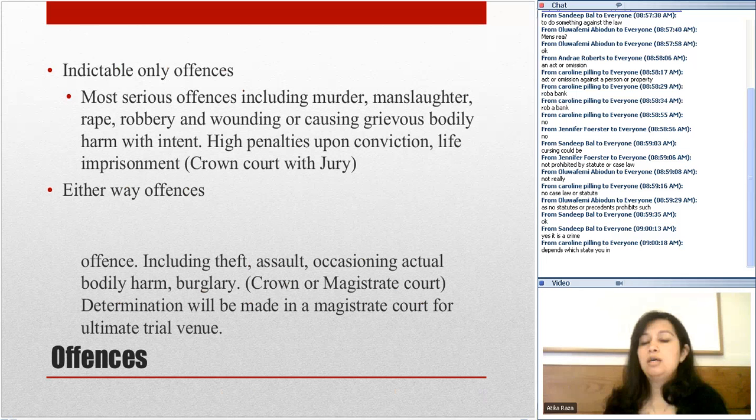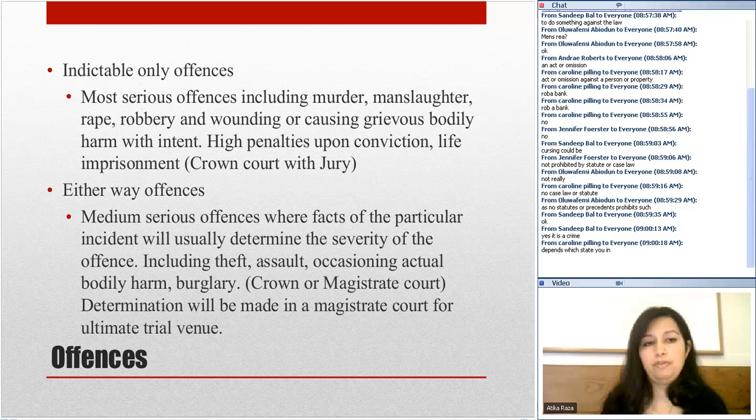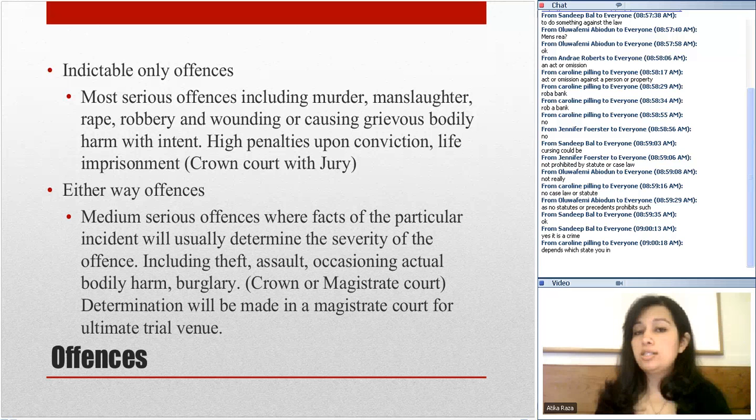Now, there are certain categories of offenses. In your book that you will read, there are 3 types of offenses. For example, there are indictable offenses. Those are the most serious crimes, the most serious offenses. It includes murder, manslaughter, rape and robbery. It includes causing somebody a great injury to their body, grievous bodily harm with intent. The law puts high penalties upon conviction. You may have life imprisonment. And to which court are you going to go to deal with these kinds of offenses? You're going to go to Crown Court, and there's going to be a jury there. Not just a judge, but a jury.